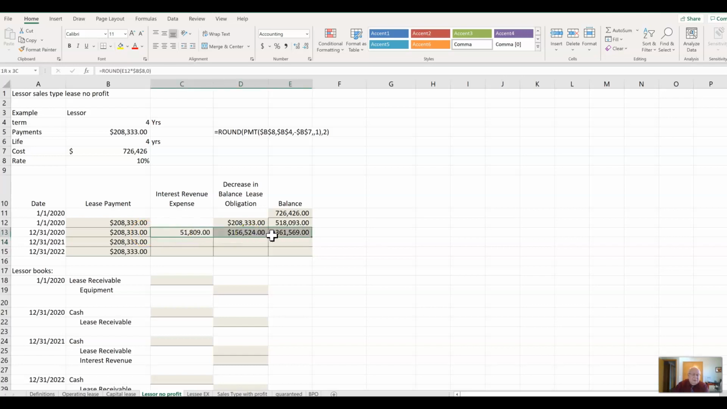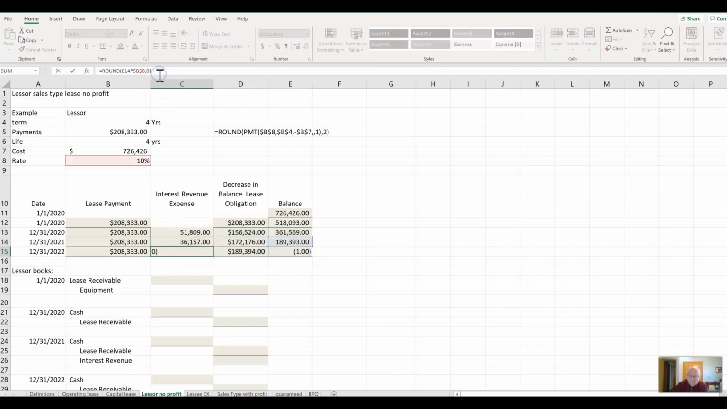Okay, and then we copy this down. And again, we should be off $1. Okay, so we add $1 to that, and that takes care of that. Okay, and again, that's because of rounding type of things. All right, but this is our chart for the lessor.